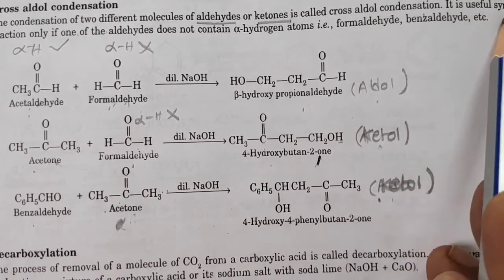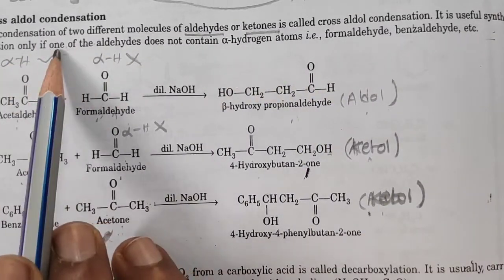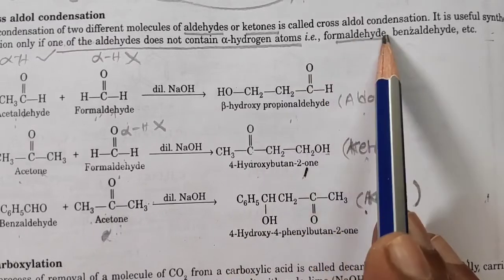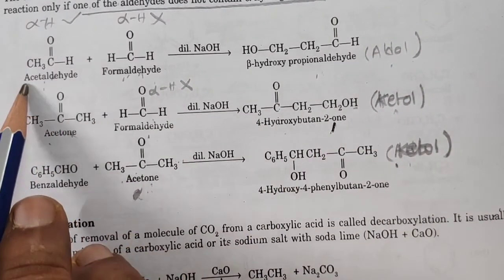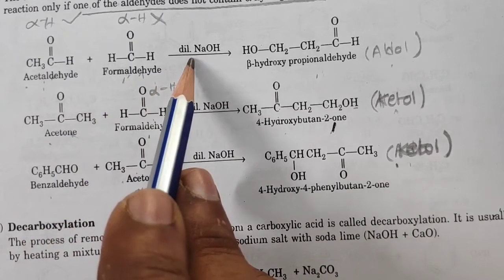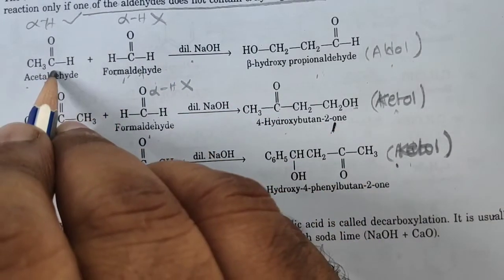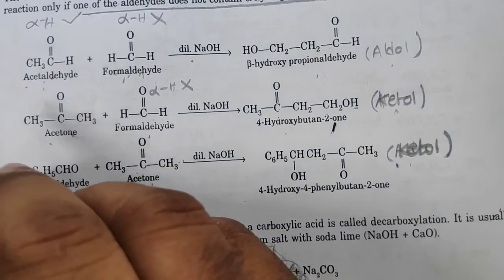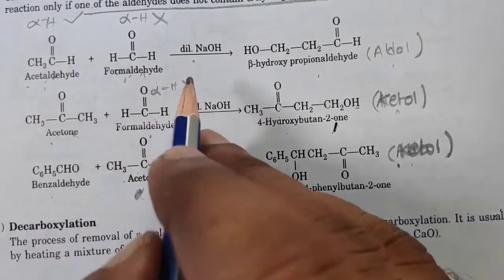Any. It is useful in synthesis, what I call a synthetic reaction, only if one aldehyde does not contain an alpha hydrogen atom. That is formaldehyde and benzaldehyde. Understood this part? Now in this case, acetaldehyde and formaldehyde with dilute NaOH. What will happen in this case? I already explained: whichever you take as alpha, from there you remove hydrogen, and you add hydrogen to the oxygen.